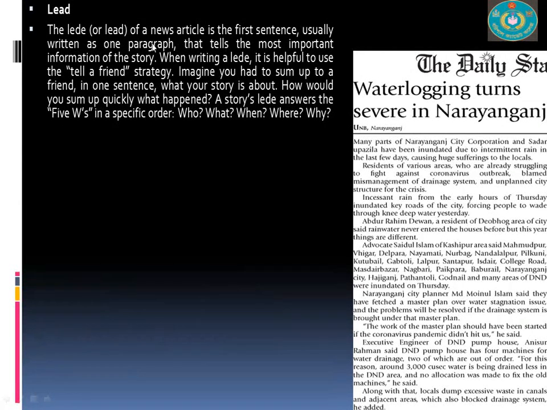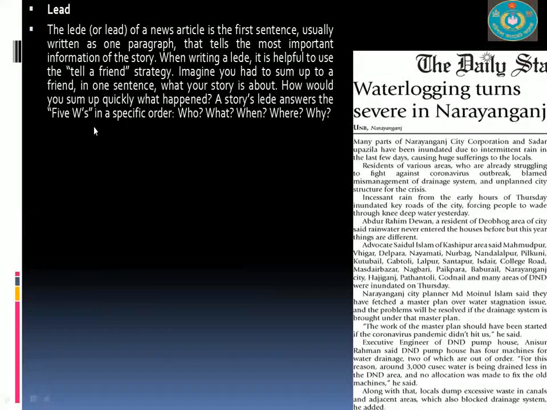The most important part of the report, the lead of a news article is the first sentence, usually written as one paragraph. Remember, one sentence written as one paragraph. One sentence, I repeat, one sentence written as one paragraph. When writing a lead, it is helpful to use the tell a friend strategy. Imagine you had to sum up to a friend in one sentence what your story is about. How would you sum up quickly what happened?